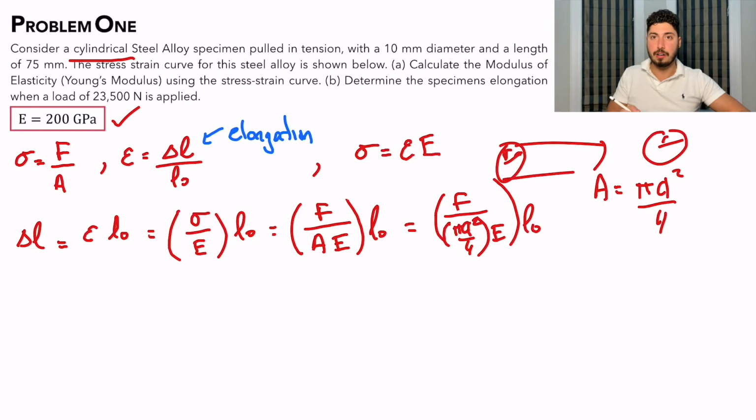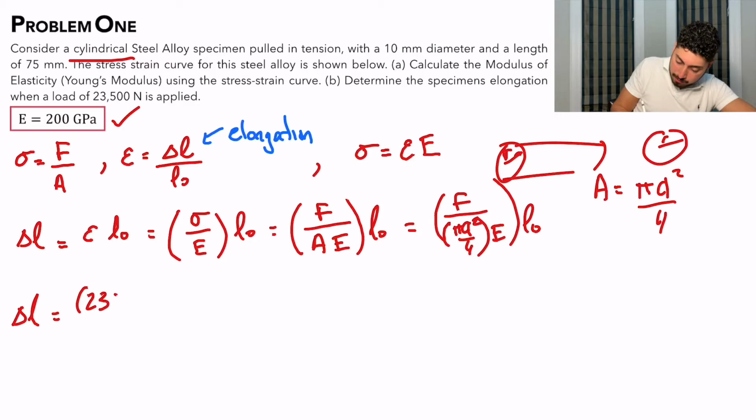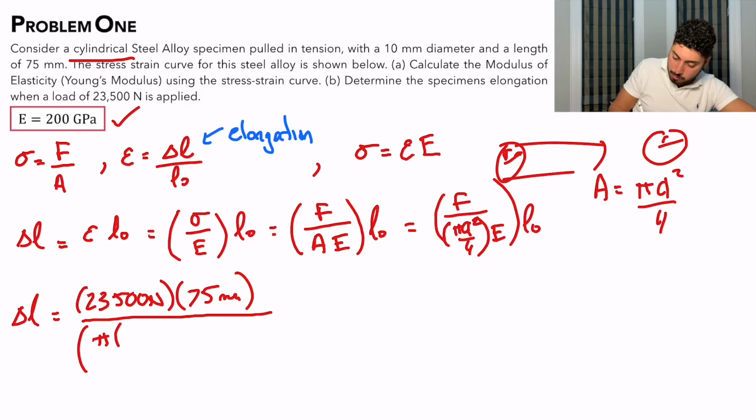So let's substitute our values and determine our result. Our change in length, or our elongation, is equal to our applied force, which is 23,500 newtons, times our initial length, which is 75 millimeters, divided by pi, our diameter, which is 0.01 squared, and that's in meters, divided by 4, times our Young's modulus, which is 200 times 10 to the 9 pascals.